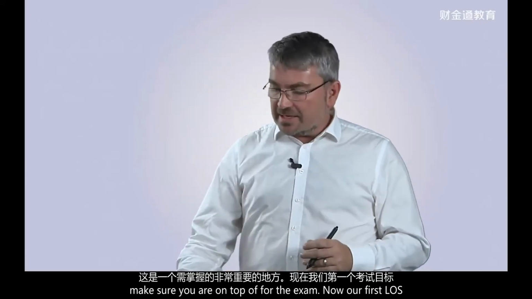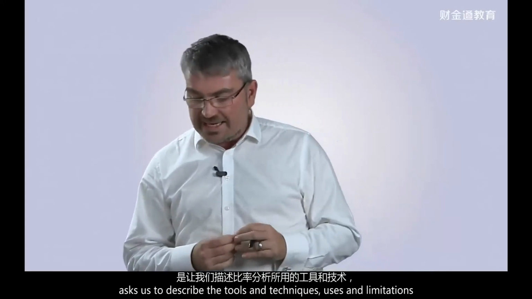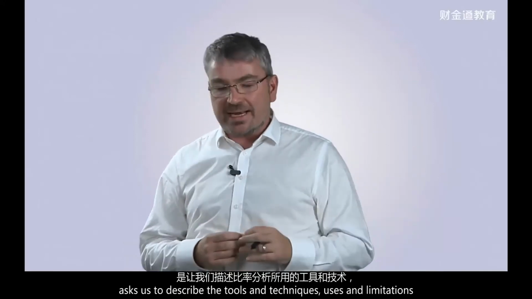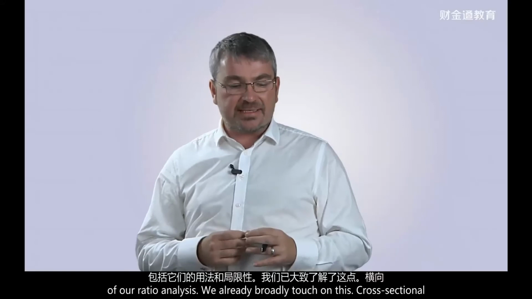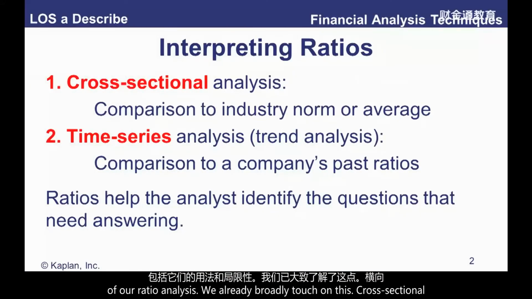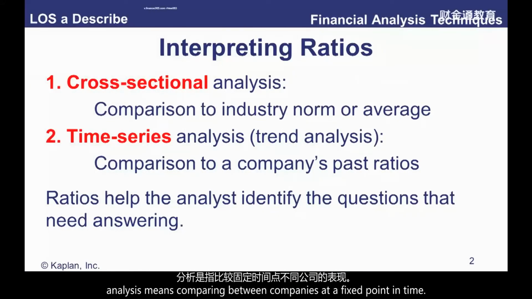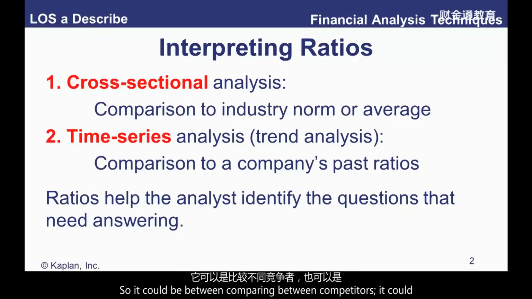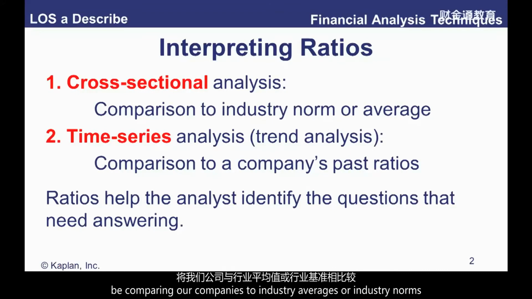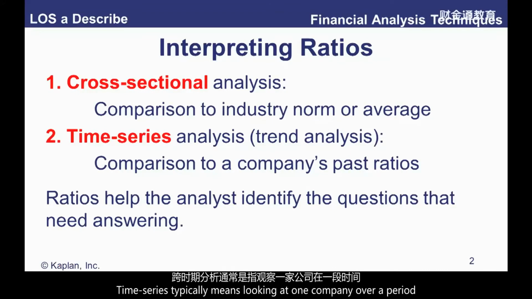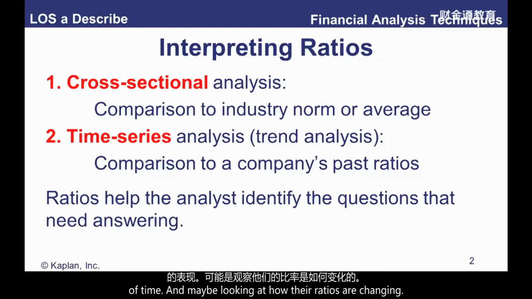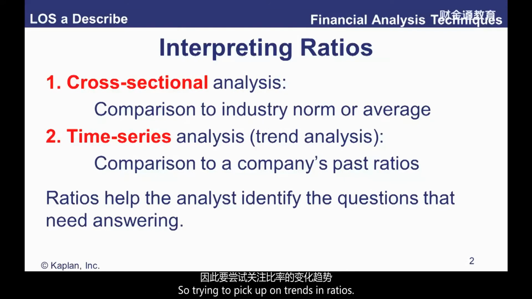Now our first LOS asks us to describe the tools and techniques, uses and limitations of our ratio analysis. We've already broadly touched on these. Cross-sectional analysis means comparing between companies at a fixed point in time. So it could be comparing between competitors. It could be comparing our company to industry averages or industry norms. Time series typically means looking at one company over a period of time and maybe looking at how their ratios are changing. So it's trying to pick up on trends in ratios.